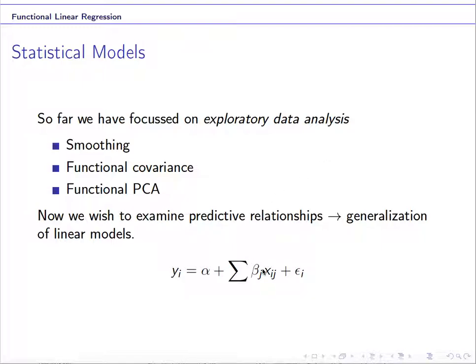So here, this slide shows the simple multiple linear regression model. We have a response yi, and we have some covariates xij, right? We want to relate yi to the covariates xij. Here we're using a linear model, and we have these two coefficients, alpha and beta j. In functional data, we are dealing with curves now, so there are three possibilities.